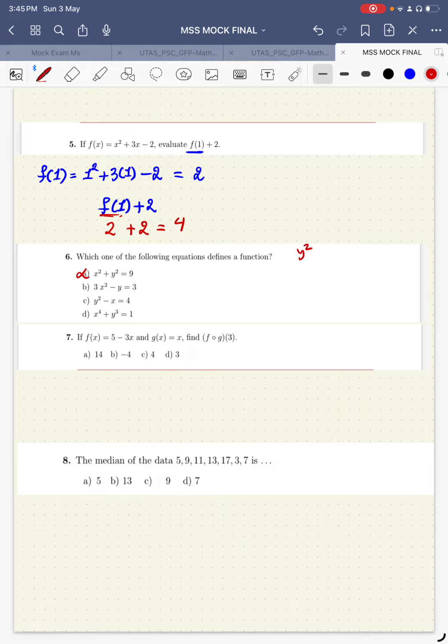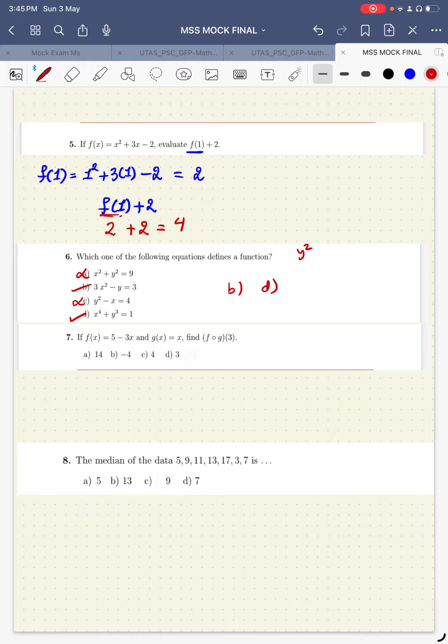And what about B? B is indeed a function because y is not squared. The C here is not a function because y is squared. Remember, if y has an exponent of 2, it is always not a function. Okay. Number 4, y is cubed, so this one is indeed a function. So letter B and letter D, both of them are functions.